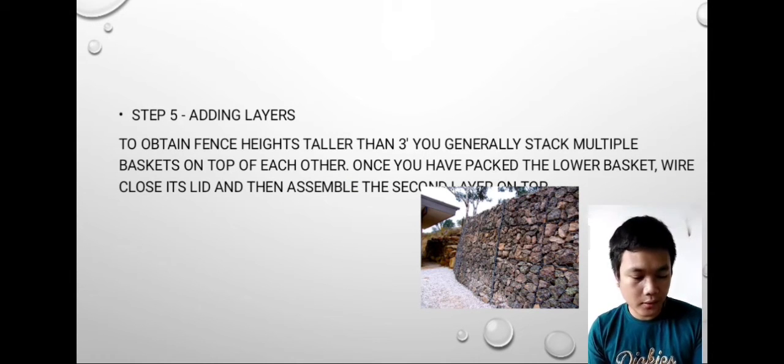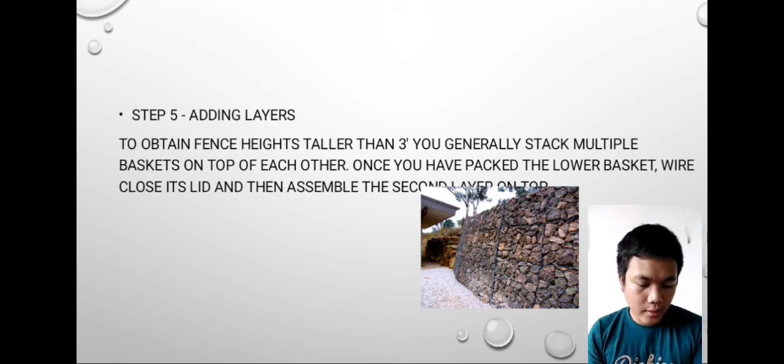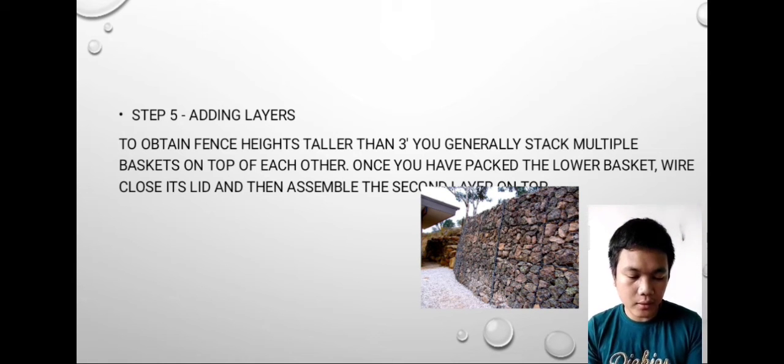So the fifth is adding layers. To obtain fence heights taller than 3, you generally stack multiple baskets on top of each other. Once you have packed the lower basket, wire close its lid and then assemble the second layer on the top.